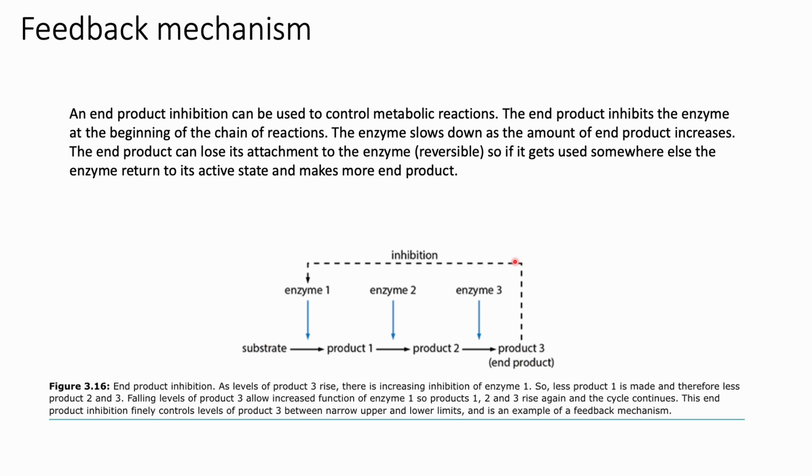can come back and bind with enzyme 1 as an inhibitor. If it binds with enzyme 1 as an inhibitor, then our substrate doesn't have anything to bind with. As a result, product 1 is going to decrease, which is going to cause the second product to decrease, and therefore the third product to decrease. Once the third product decreases, it reverts back to its normal state, where the substrate can then bind with enzyme 1. This is what's known as a feedback mechanism.